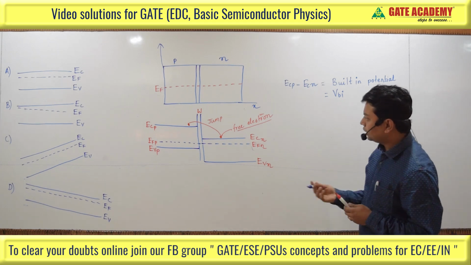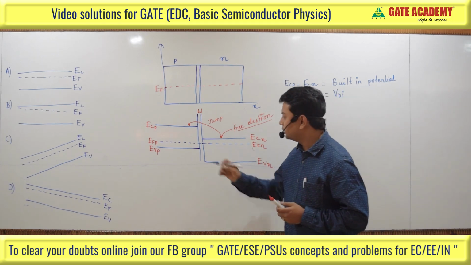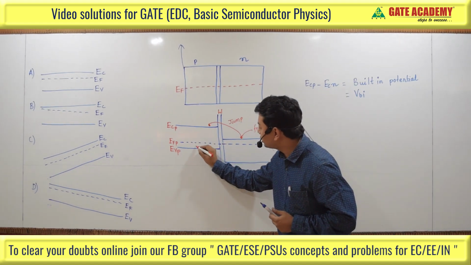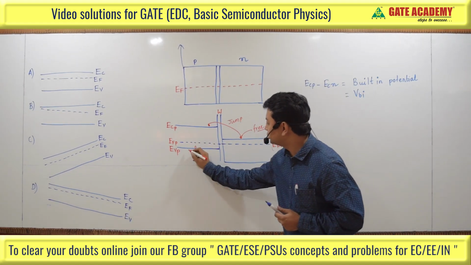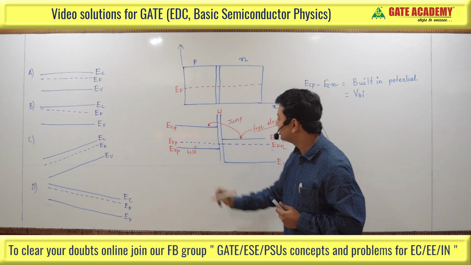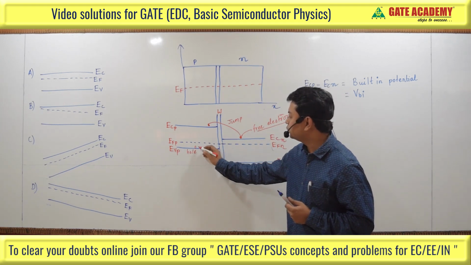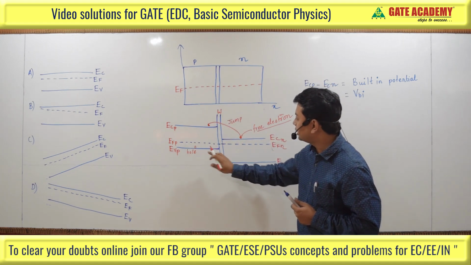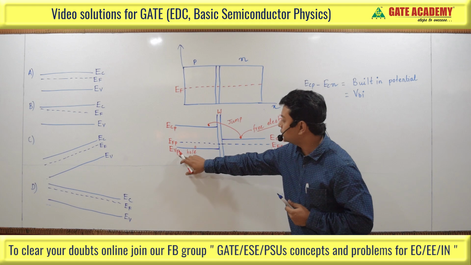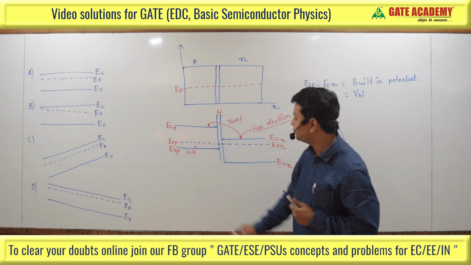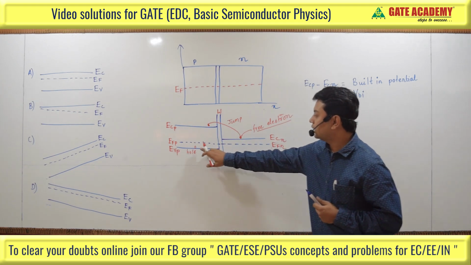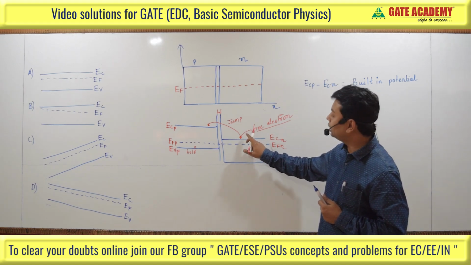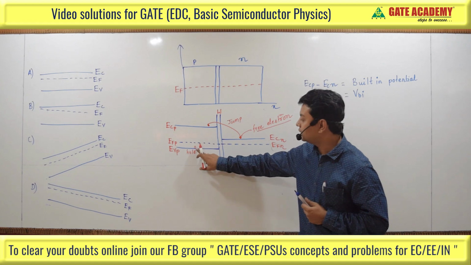Again, if you take the same thing for this side, since we know that on the P side the holes are the majority charge carrier, suppose this is a hole. If this hole moves from the P side to the N side, then it has to move from the lowest energy level on the P side, that is the valence band, to the other side. It cannot move to the conduction band, because in the conduction band only free electrons are present, and we have considered a hole here.